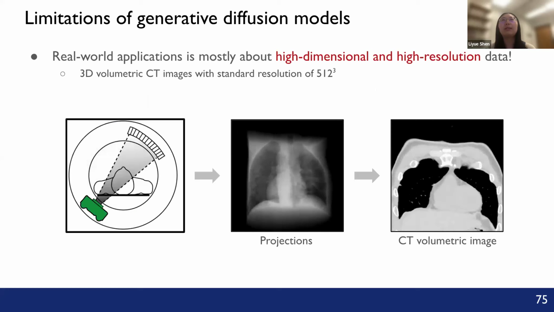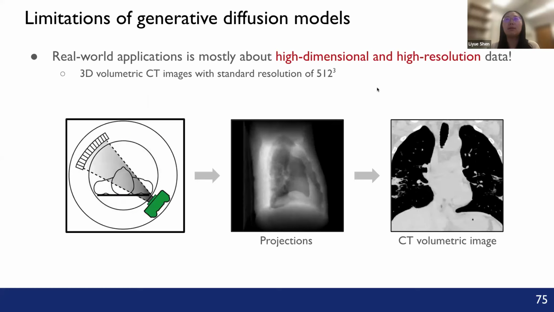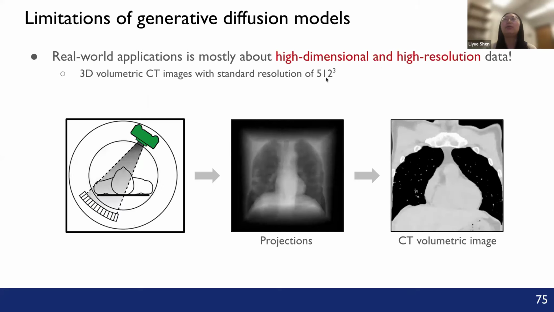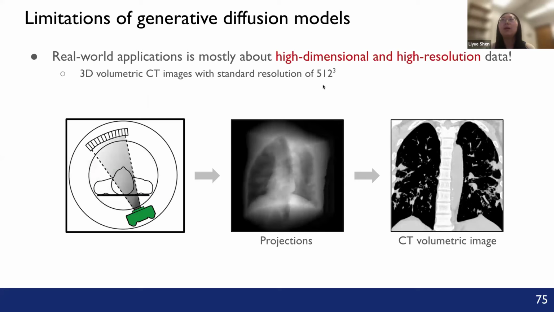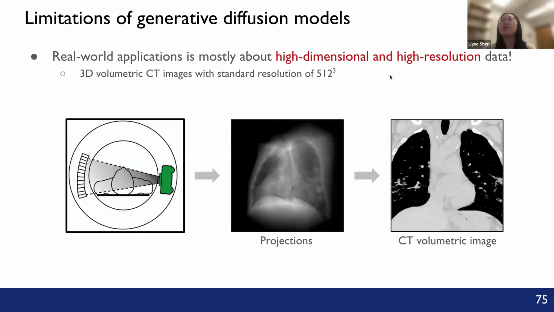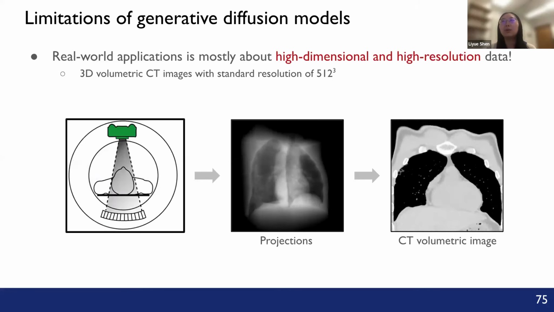In real practice, CT images or MRI images are always in 3D, at a standard resolution of 512 cubed. But for the current diffusion-based methods, it's still very hard to apply them to the real data that we have in the real world.